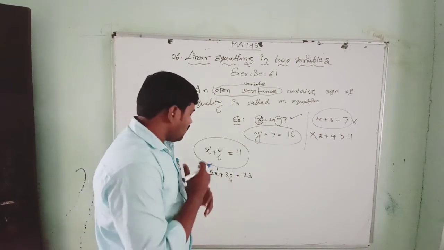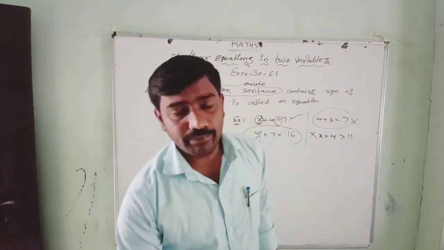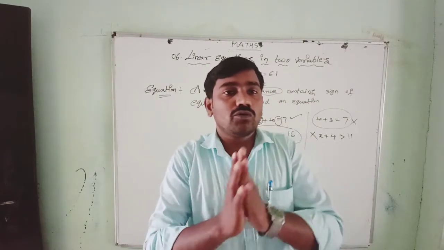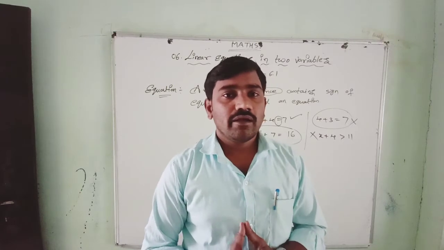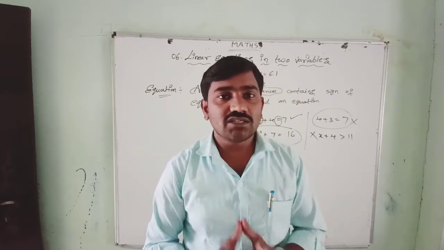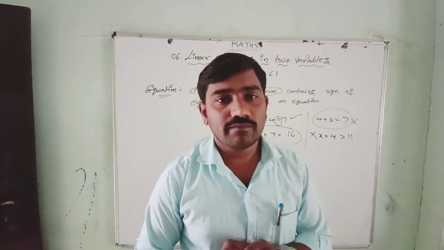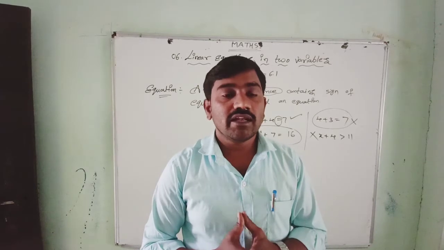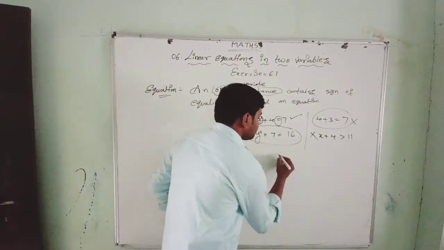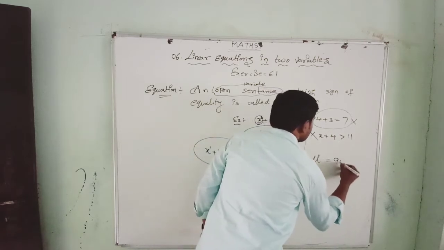Let me ask some general questions. Suppose a boy has gone to a shop. He purchased one bat and one ball, together for 900 rupees.